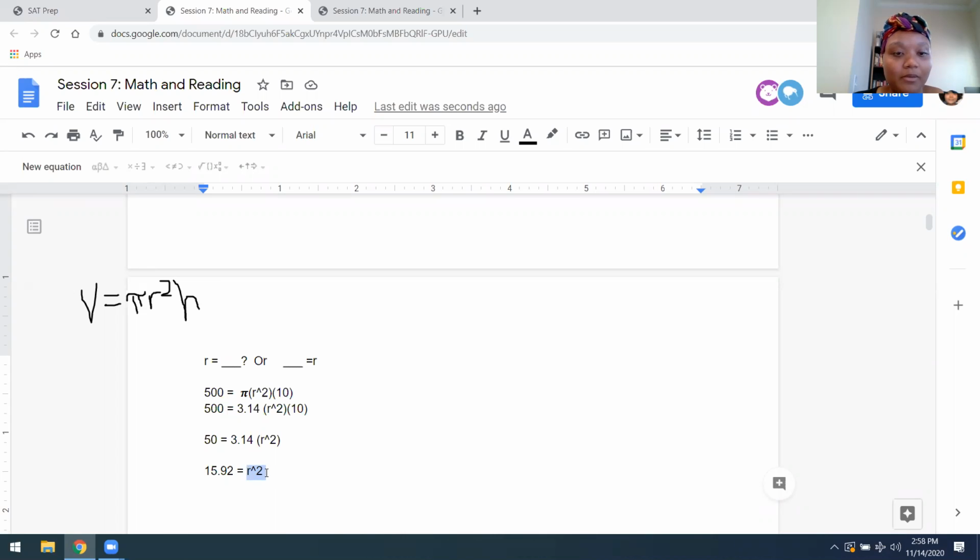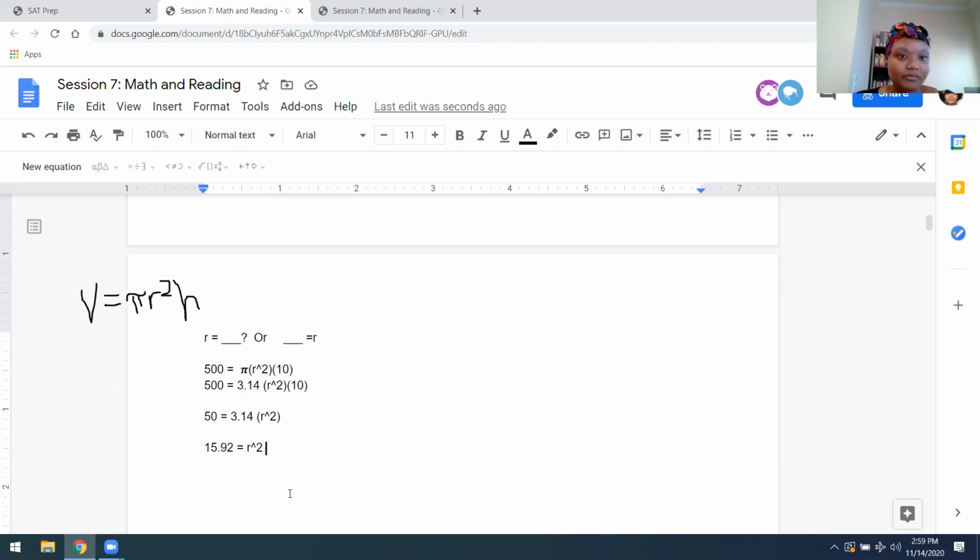So we still don't quite have that, because R is being raised to the power of 2, and that is what equals 15.9. To undo this raising to the power of 2 that's being done to our variable, we have to take the square root. So let me see if I can annotate this. We're going to take the square root of that, on our variable side rather.